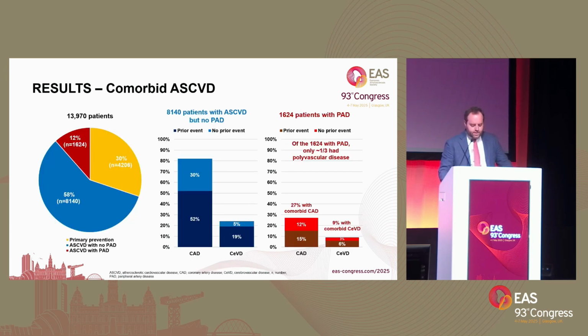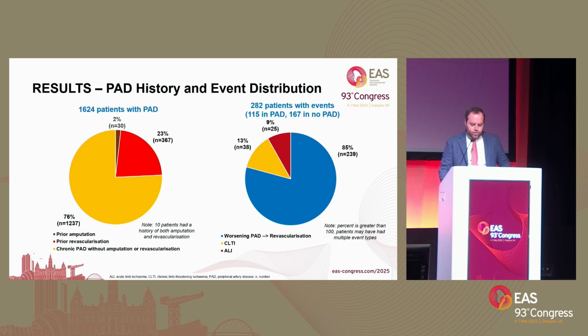But who are these patients? If you see on the left side, patients without PAD essentially have CAD, of course, and also prior ASCVD events. But on your right, the 12% of patients with PAD, just 30% had a history of polyvascular disease, mainly coronary artery disease, and up to 9% had cerebrovascular disease. The event distribution was mainly proportional in patients with PAD, as expected. There was also a good proportion of events in patients without a history of PAD at baseline.